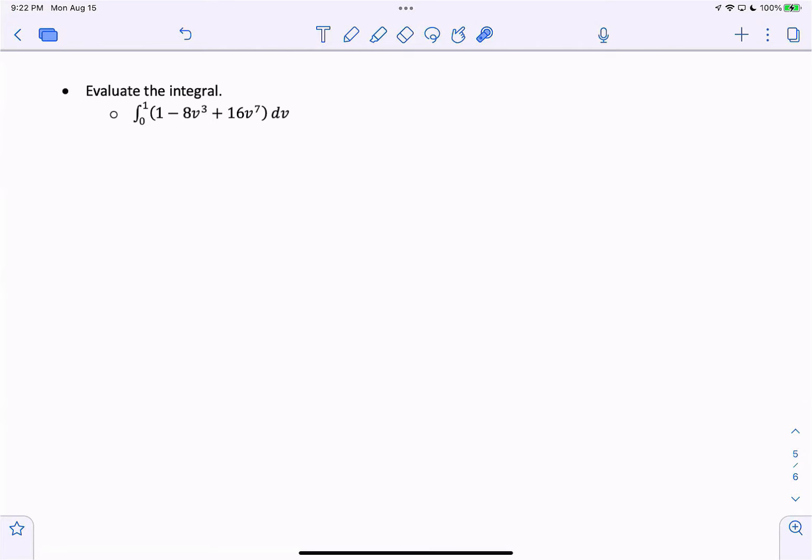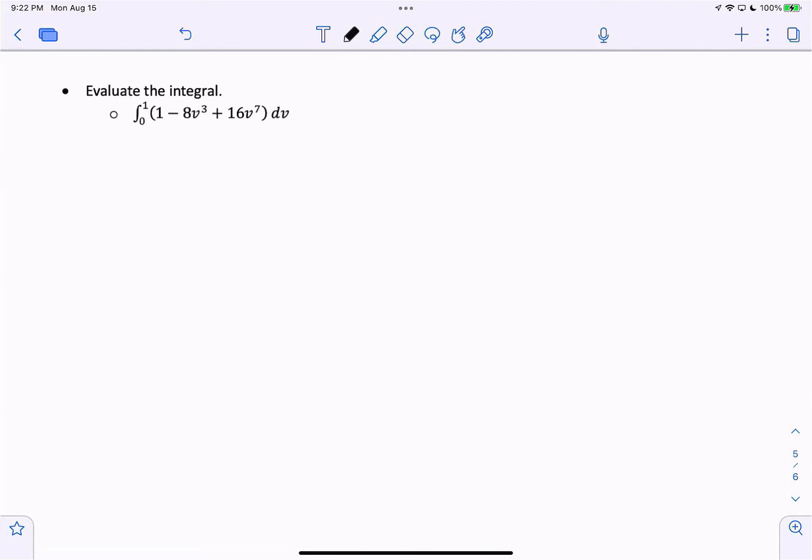Now let's move on to what most of the rest of the course is going to look like, evaluating integrals. For this, we're going to use the second fundamental theorem of calculus. We have the integral from 0 to 1 of the quantity 1 minus 8v cubed plus 16v to the 7th dv. The parentheses are not just suggested, they are required because I have this integrand times the differential dv.